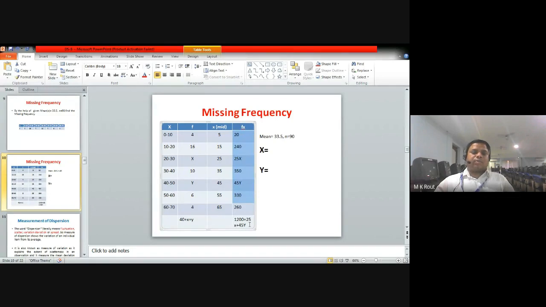25x plus 45y. So here the mean is given, x bar equals sum of fx divided by sum of frequencies. The sum of frequency is given as 90, and the sum of fx is equal to 1200 plus 25x plus 45y, that equals 33.5. So if you simplify this one, you can get equation 2.